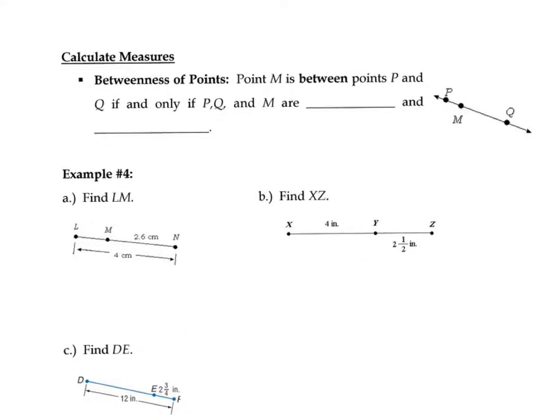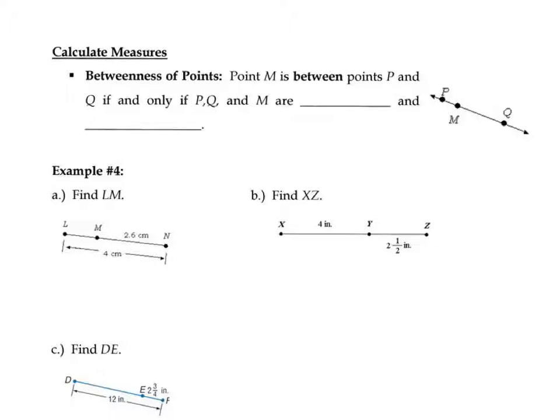So the next definition we're going to talk about is betweenness of points. It says point M is between points P and Q if and only if P, Q, and M are collinear and PM plus MQ equals PQ. So that tells us the 3 points have to be on the same line, and then if I take my point that's between, that creates 2 segments, and add those 2 segments together, I should get the length of the entire segment. So we're going to use this in a few examples.